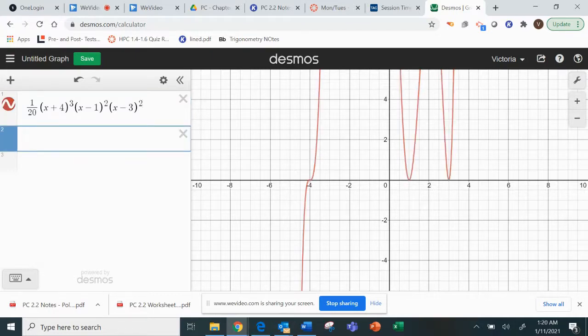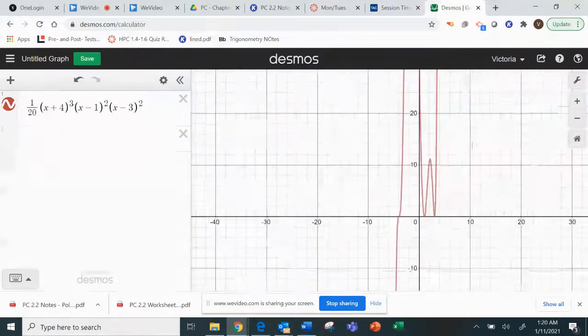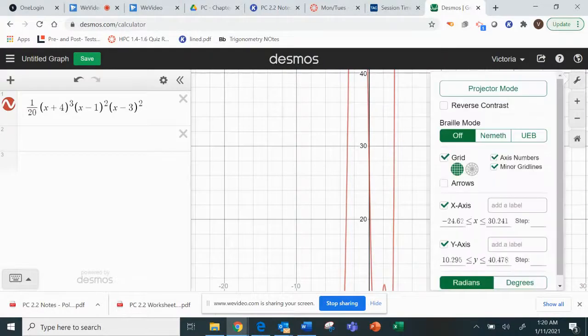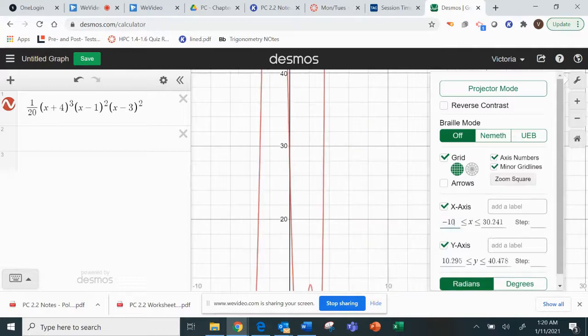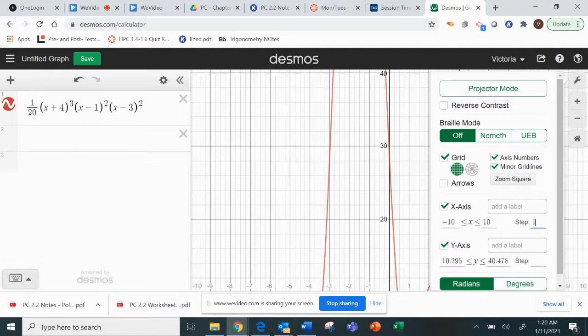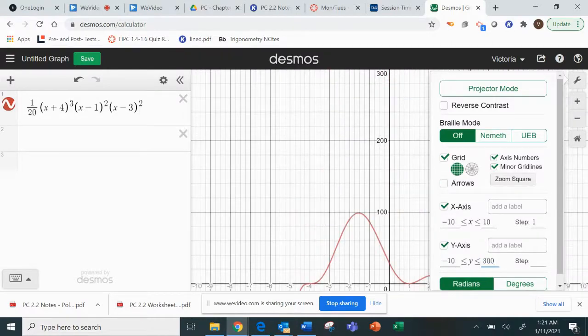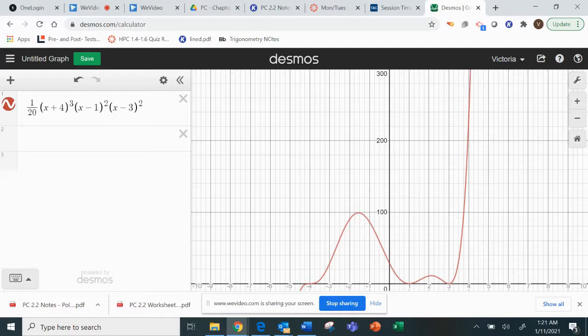Okay, so there's the equation again. Changing the window on the calculator would be like changing the wrench for this here. I think I went from -10 to 300 or something. Okay, so here's the thing that I was trying to say before. I have the y-intercept wrong. Oh, I know why I have it wrong. I forgot to multiply by the 1/20th.